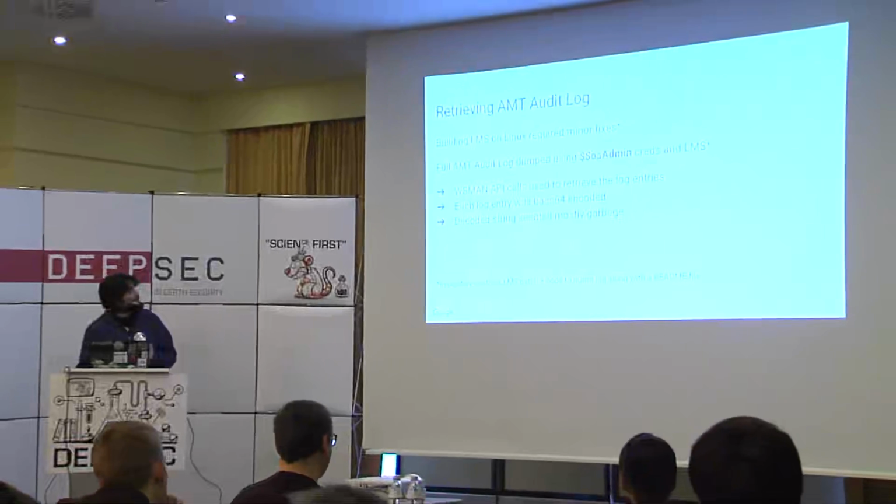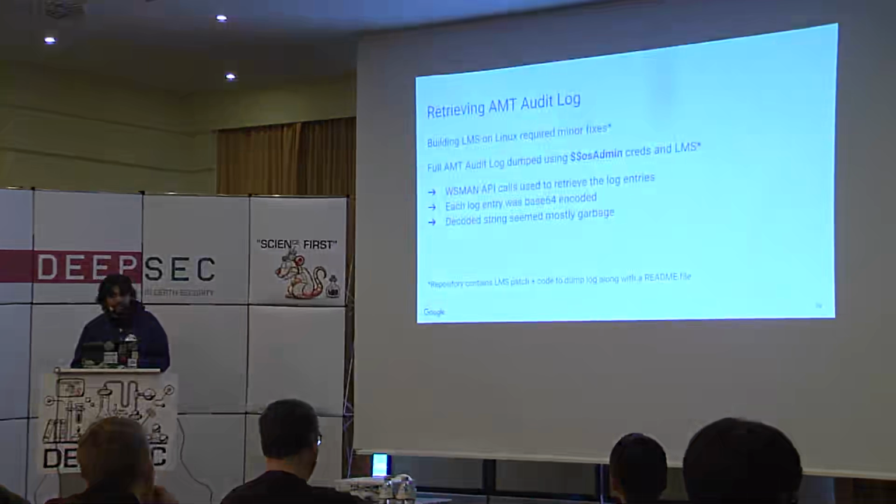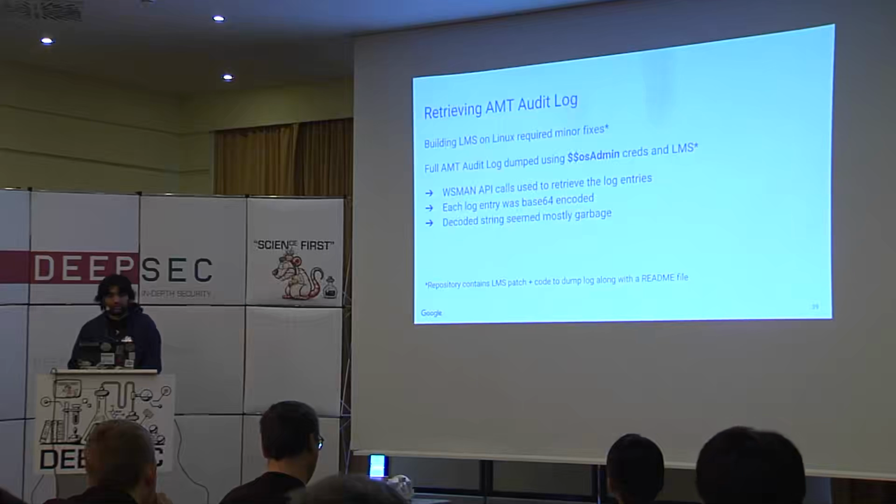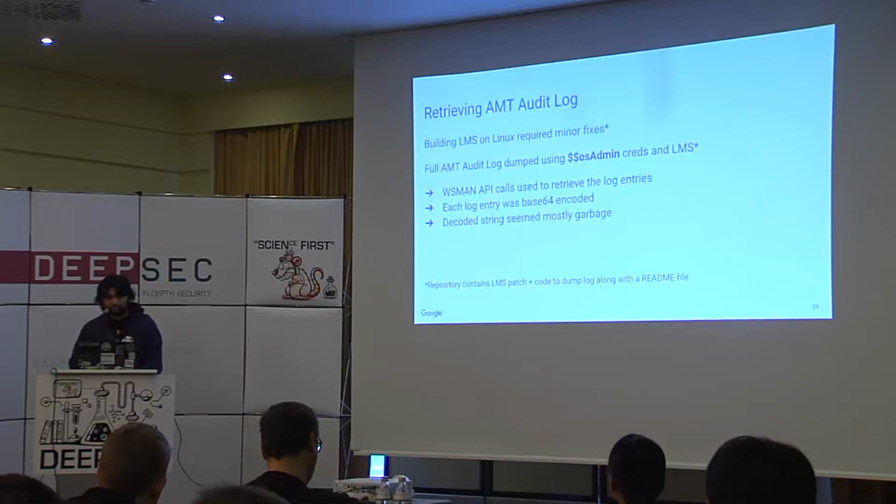So, retrieving the AMT audit log. I built LMS for Linux with some minor fixes. The patch for getting it to build is in the repository being open sourced. The bugs are pretty minor. I succeeded in dumping the full AMT audit log using the creds through the LMS. The audit log records are base 64 encoded. Decoded string was mostly garbage. I said mostly because I could see some readable ASCII words.